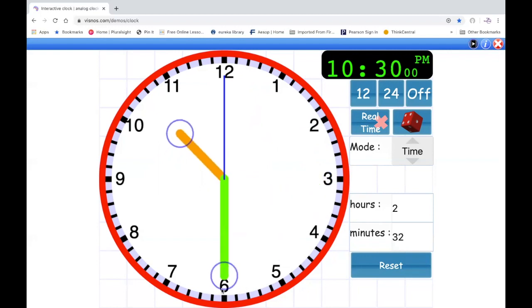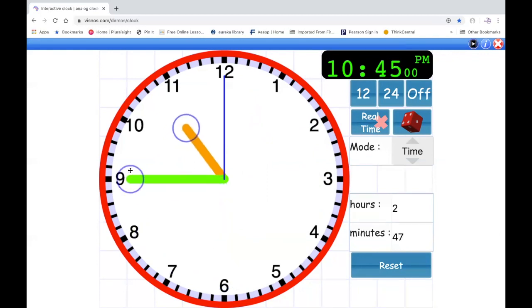When it's pointing to the 6, that is 30 minutes. So we can say it's 10:30. We can say it is the half hour, or it is 10:30. When it's at the 9, it's at 45 minutes, and it's 10:45 right now, or we say it's a quarter to 11. It's a quarter to the next hour, and this next hour is 11. So those are some key things to remember.